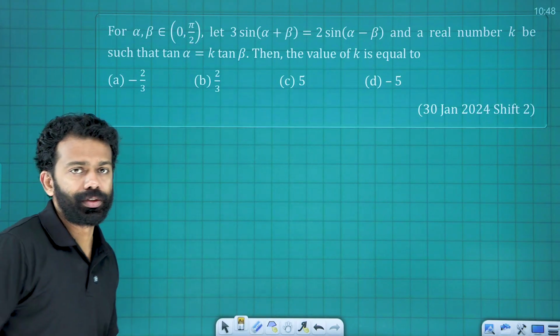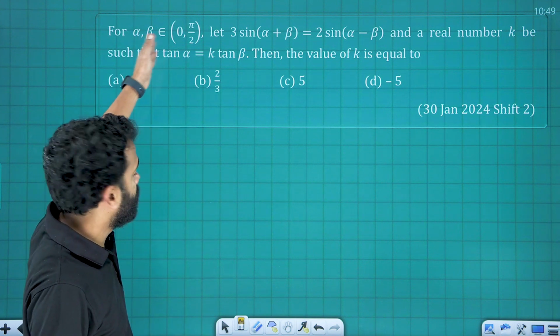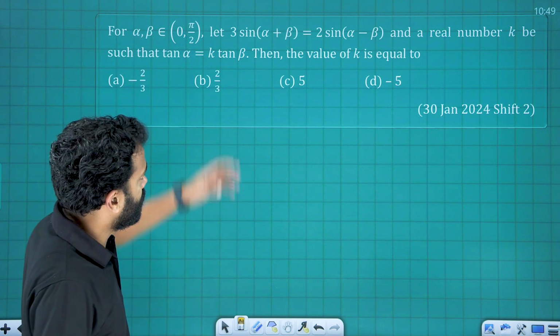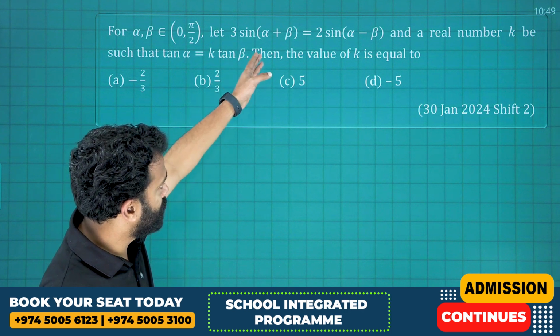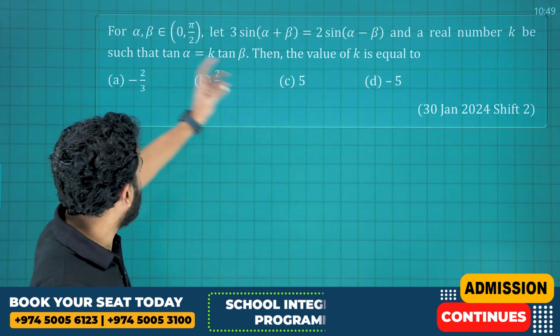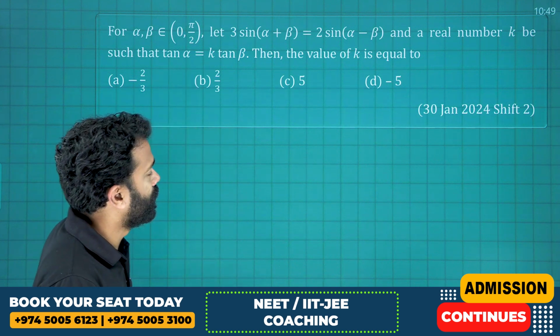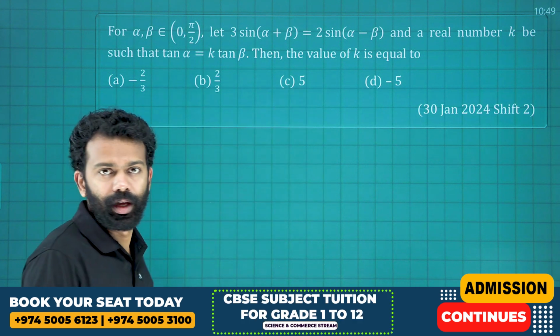Okay, our very next question. It is given that 2 angles, alpha and beta, belong to the first quadrant, and another equation is given like 3 sin(alpha plus beta) is equal to 2 sin(alpha minus beta), and a real number k is such that tan alpha is equal to k into tan beta. Then you should find the value of k.